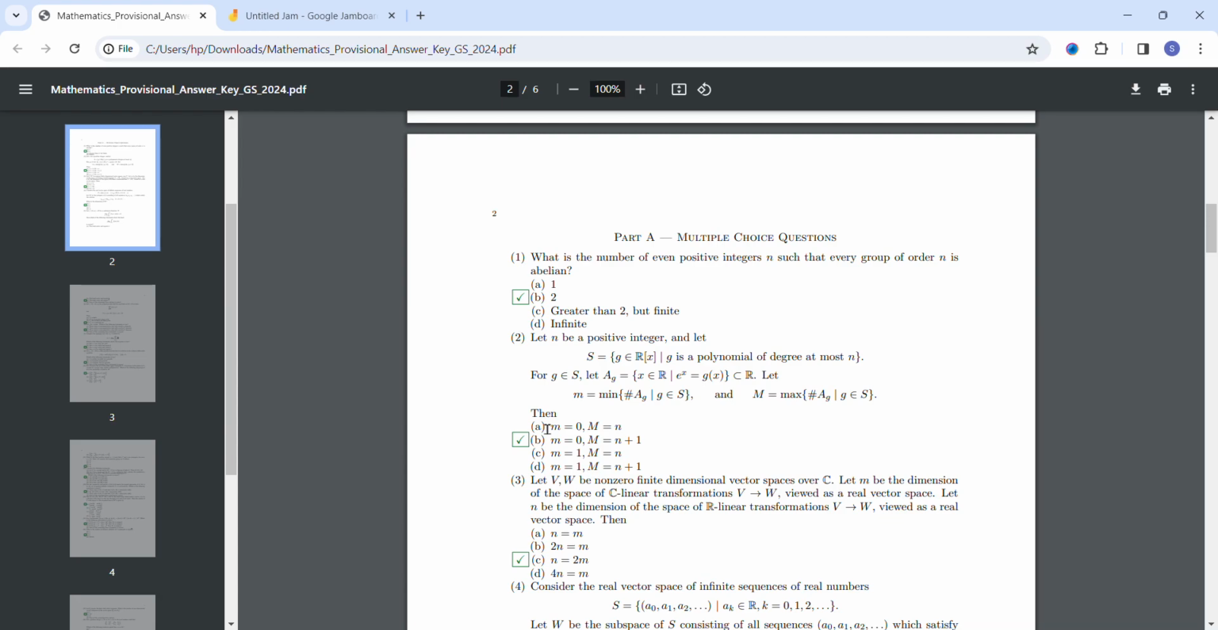I'm not going to tell exactly how you can do that, but it is pretty obvious, you can do it. So option B will be correct.